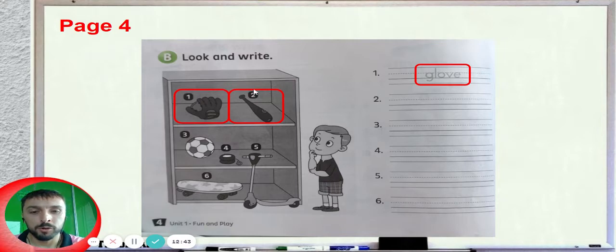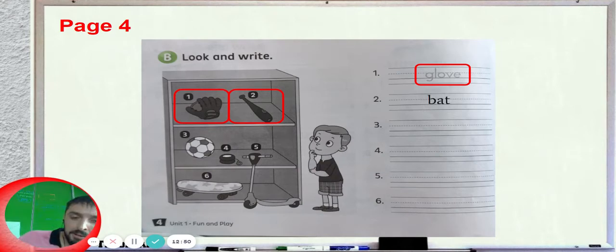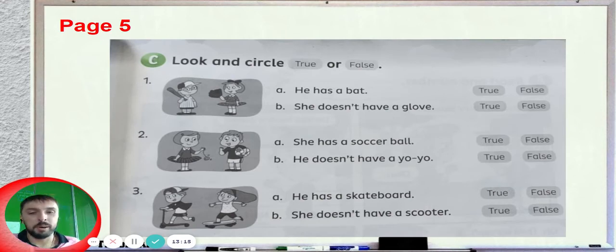So number two, can you write bat? B-A-T, bat. Just like that. Okay, so then number three, can you write soccer ball? Number four, can you write yo-yo? Number five, can you write scooter? And number six, can you write skateboard? Okay, and that is activity B. Easy peasy? Okay, good. Now, number five is a bit more difficult.